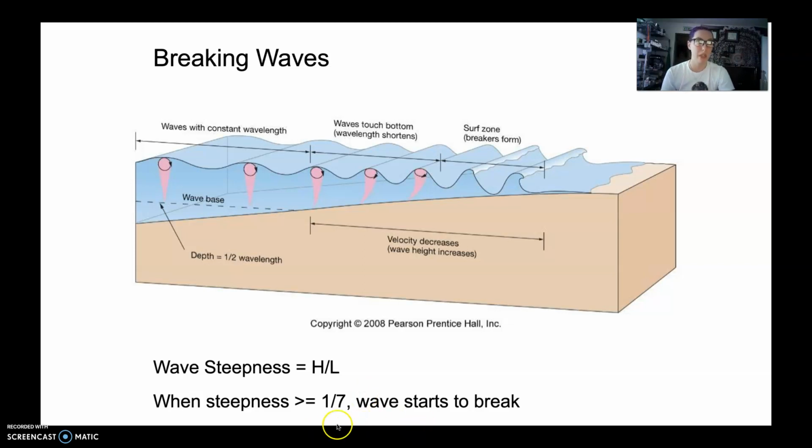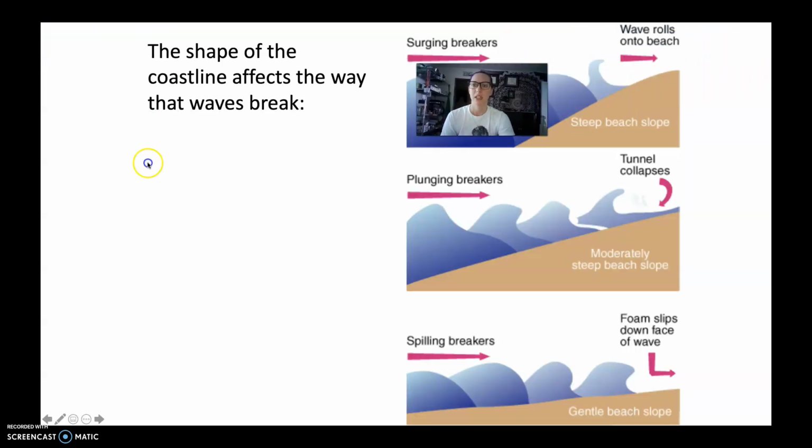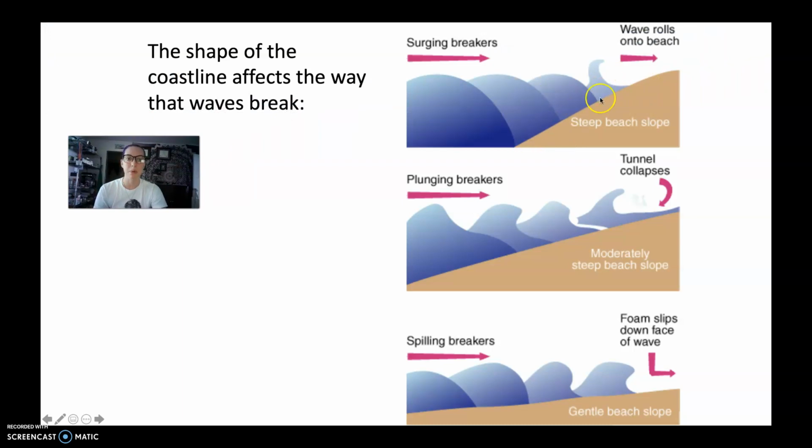And the shape of the shoreline is really what affects the way that waves break, which is kind of interesting, right? So really, really steep beach slopes give us these surging breakers, so these really, really tall waves. Whereas if you have moderately steep beach slopes, then the tunnel can collapse, which we call plunging breakers. And then if it's a really, really gentle beach slope, then it just kind of comes up onto the shore and comes back.